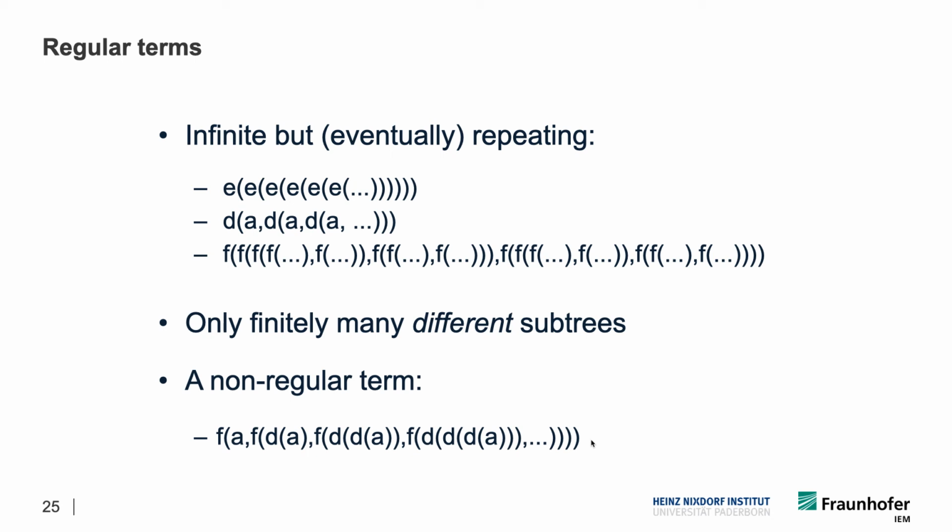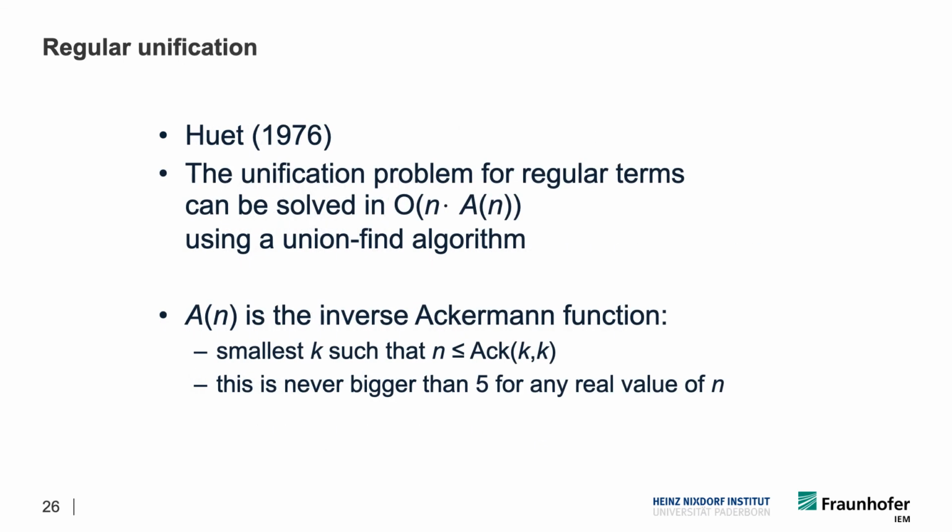If you have a type system that only generates regular terms, and that's actually a common property that you very frequently have, then you can actually also use so-called regular unification, as was defined by Huet in '76.